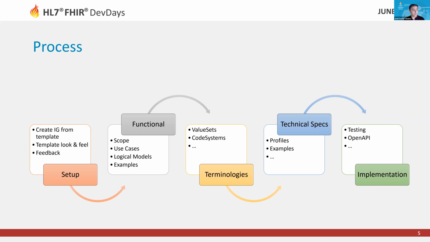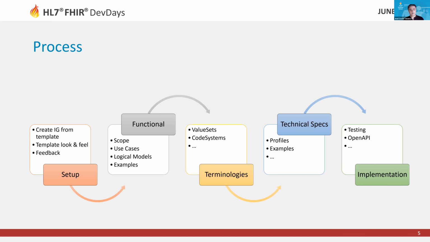We want everyone to be able to set up their own implementation guide, change the look and feel a bit, and provide feedback so that everyone can comment on it. We want the functional teams to do functional stuff: use cases and a scope definition of what this implementation guide is about. We want them to guide the creation of logical models. That's why we have the logical model in our scope. And we want them to also define examples, which we are not going to cover, but again, it will just be a bit of narrative and maybe some structured text. So that's the functional team.